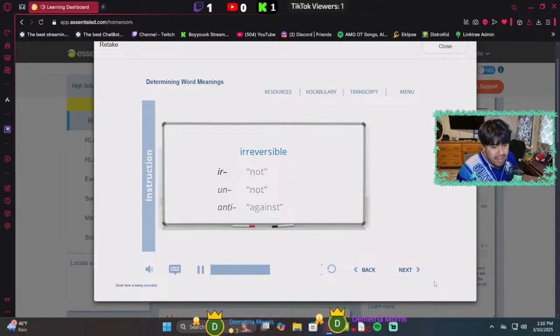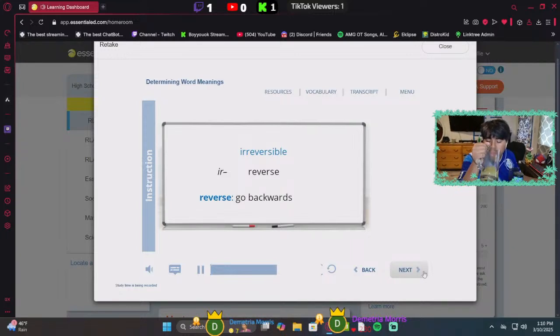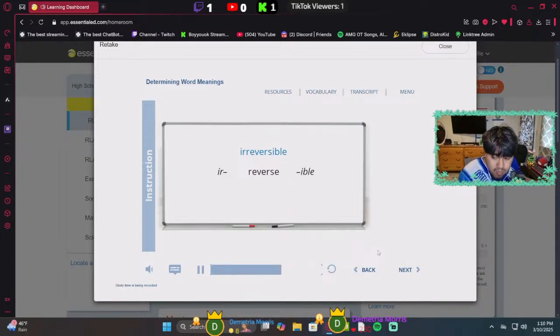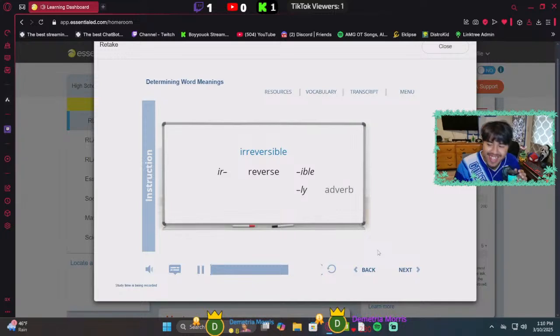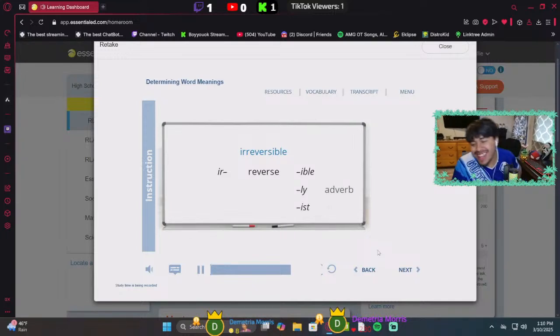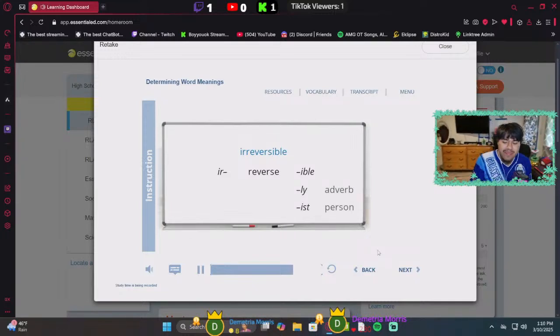The next part of the word is reverse. That's a word I know. It means to go backwards, like a car can go in reverse. The back end of the word, ible, is a suffix. Suffixes can give you a lot of information. The suffix ly can tell you a word is an adverb. The suffix ist in artist means a person who does something, like a pianist plays the piano.